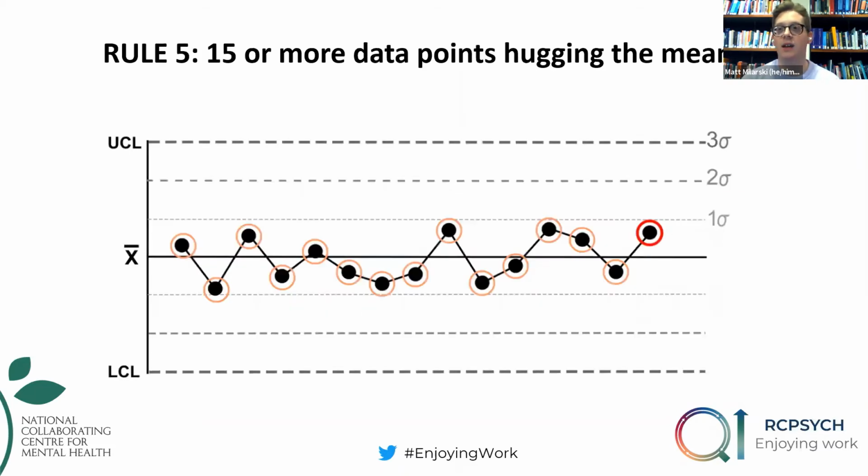And then in the next slide is the final rule, rule 5, which is 15 or more data points hugging the mean. So hopefully this is fairly self-explanatory from the chart. So it is 15 or more consecutive data points hugging the center line, so the inner 1/3 of the chart. And so again, if you see this, this is suggestive of special cause variation, so something in your data that you want to pay attention to and think about.